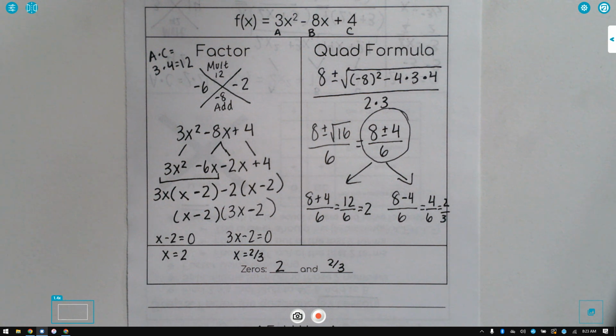Okay. And if you don't already have quadratic formula down, I would focus on that one because we have to be able to do that anyway.